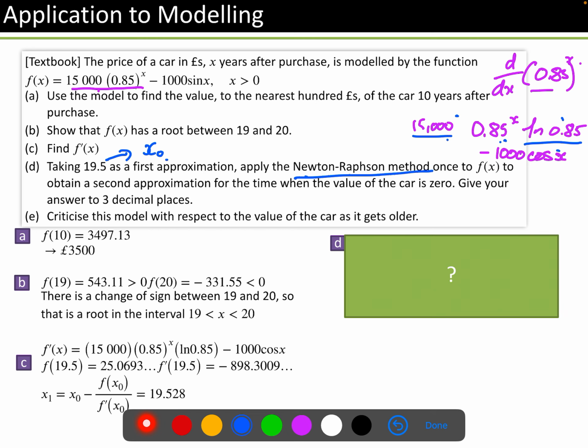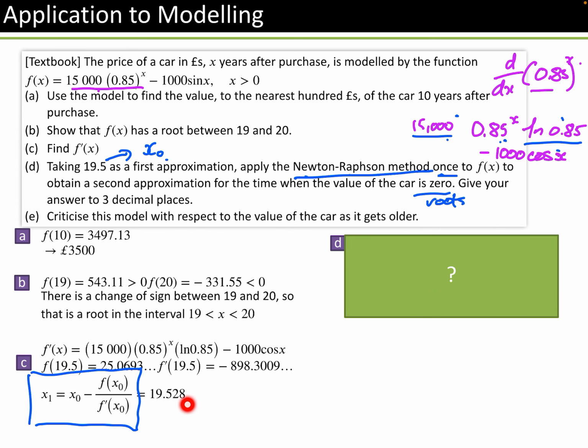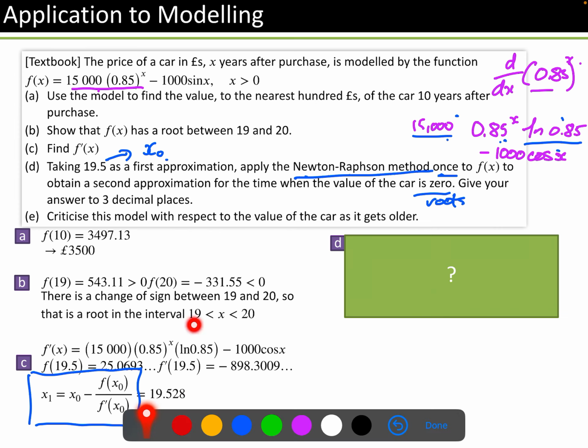The Newton-Raphson method is in the formula booklet. And do it just once to obtain a second approximation for when it's 0. This just means that it's about roots, which is what we would normally do anyway. So we can see that when we do that, we get an answer of 19.5. And that makes sense because we knew that there was a root between 19 and 20 anyway.